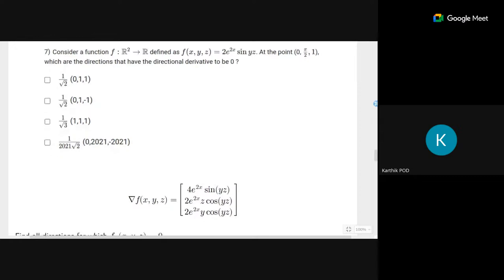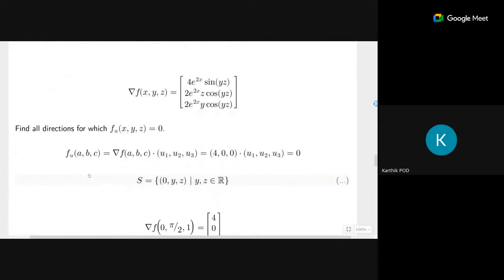But if they extend this question and ask you, give me all possible directions for which this is going to happen, then you have to write down the set, right? So from where does this come? This actually comes from 4u1 equal to 0, u2. So, and then u2, u3, there is nothing, right? So u2, u3 can basically be anything.